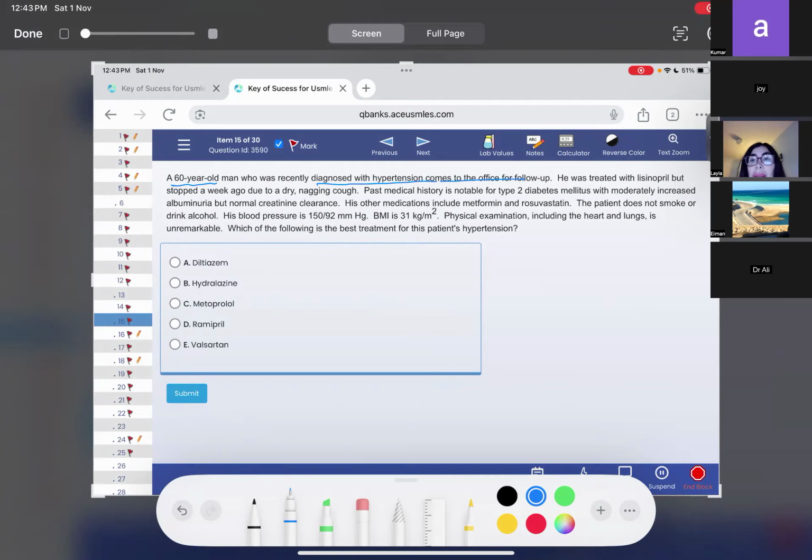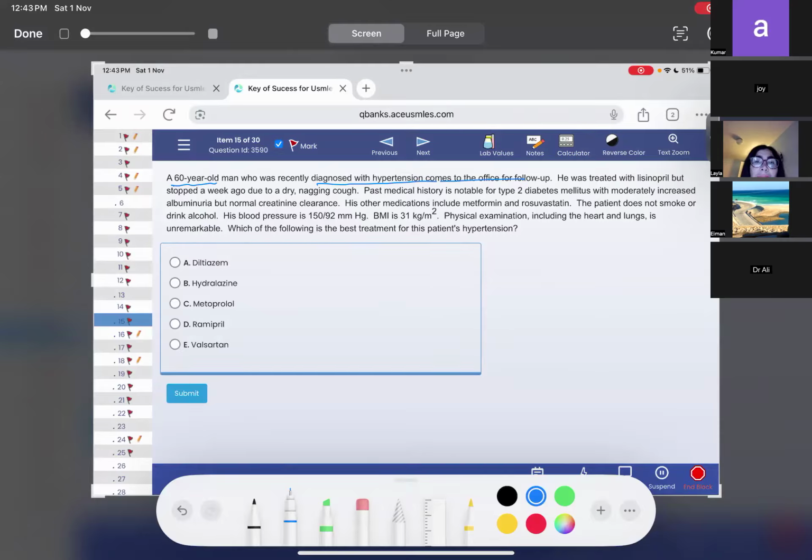The patient doesn't smoke or drink alcohol. His blood pressure is 150/92. BMI is 31. Physical examination including the heart and lung is unremarkable. Which of the following is the best treatment for the patient's hypertension?